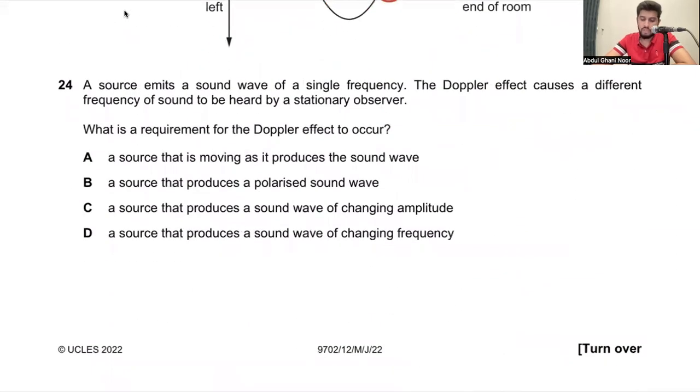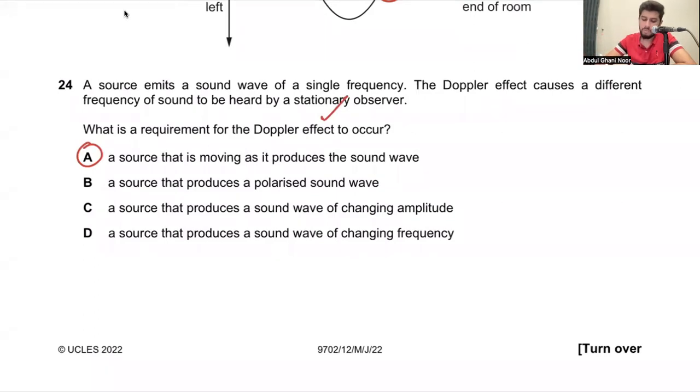Question number 24 says, a source emits a sound wave of a single frequency. The Doppler effect causes a different frequency of sound to be heard by a stationary observer. What is the requirement for a Doppler effect to occur? So the requirement for Doppler effect is that the source is moving as it produces the sound wave. Yes, the source needs to move while it's producing the sound wave because the observer is stationary.